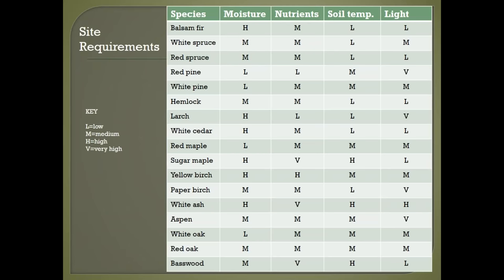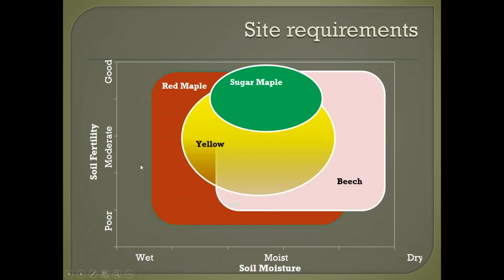And then another quick chart that's very similar to what I was looking at before, but one thing I'll just point out quickly is we'll pick one tree. So we're going to go look at sugar maple, because sugar maple is our Vermont tree. And it needs a high soil moisture, it needs a very high amount of nutrients, and soil temperature, and low light. So this is what sugar maple needs. Sugar maple is a Goldilocks tree.